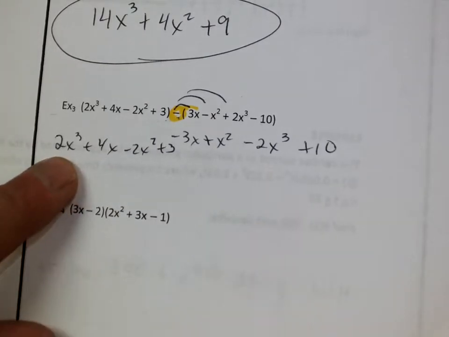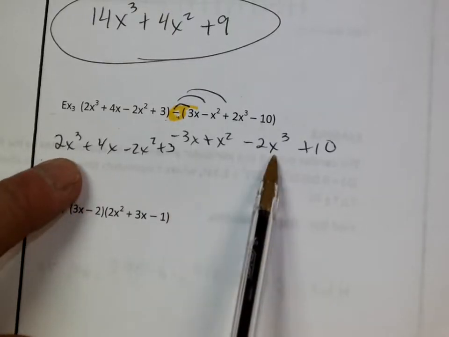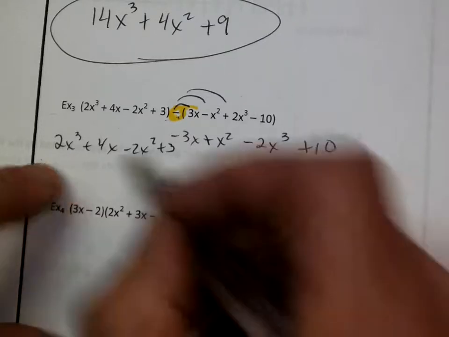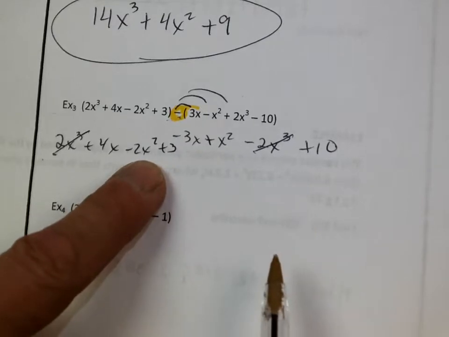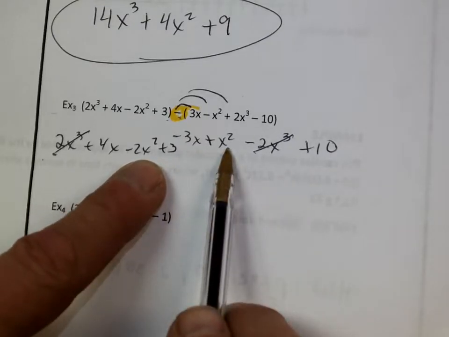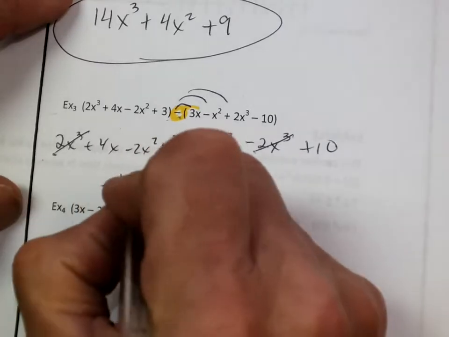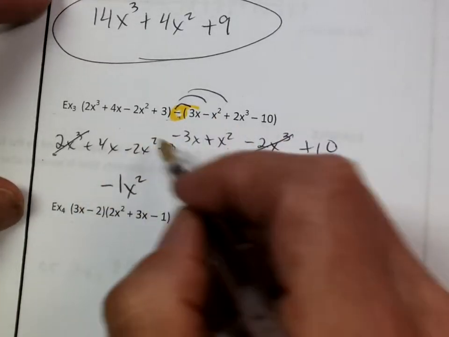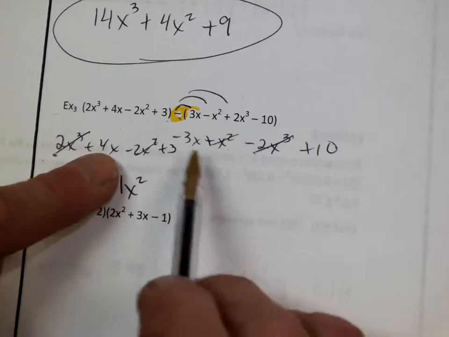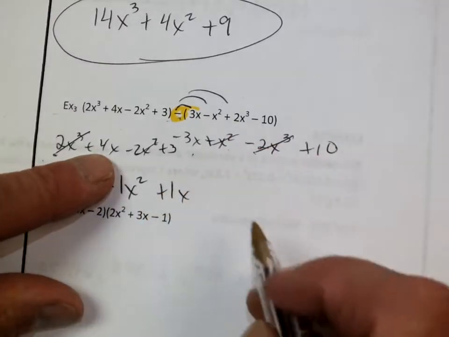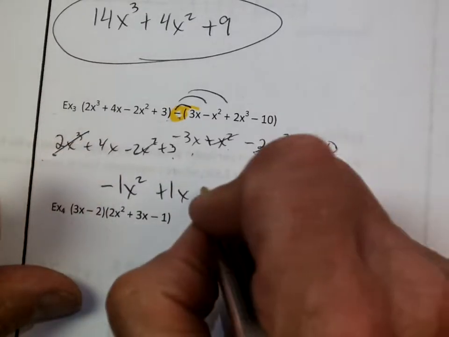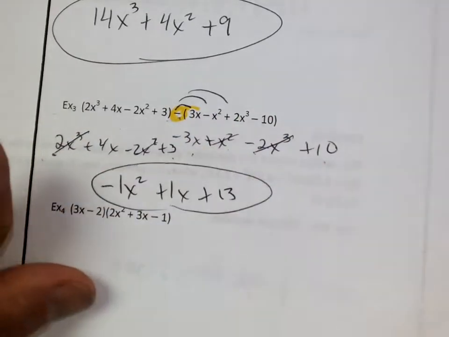Do I have another x cubed somewhere? Alyssa, do I have another x cubed in here somewhere? Yeah. Okay, thanks, Alyssa. 2x cubed and a minus 2x cubed makes how many x cubes? Zero. They're gone. I got a negative 2x squared. Do I have any x squareds in here? Yeah. It's like another one right there. Negative 2x and an x makes a negative 1x squared, right? Cancel those out. I've got a 4x and a negative 3x makes a positive 1x, right? I got a 3 and a 10 makes a 13, okay? How's that look, okay?